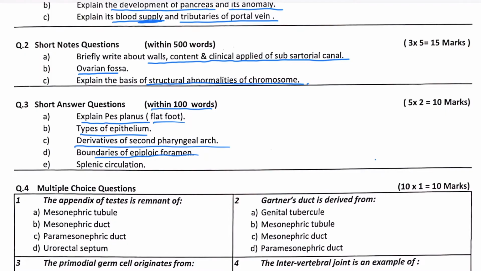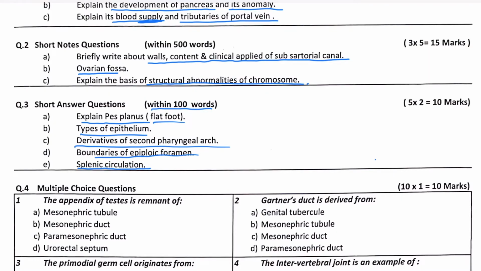Now talking about splenic circulation. Splenic circulation, actually I have already explained in one of my question papers regarding the pre-university exams. I will upload the link to that question paper in the description of this video, and in the comment section you can watch it from there.